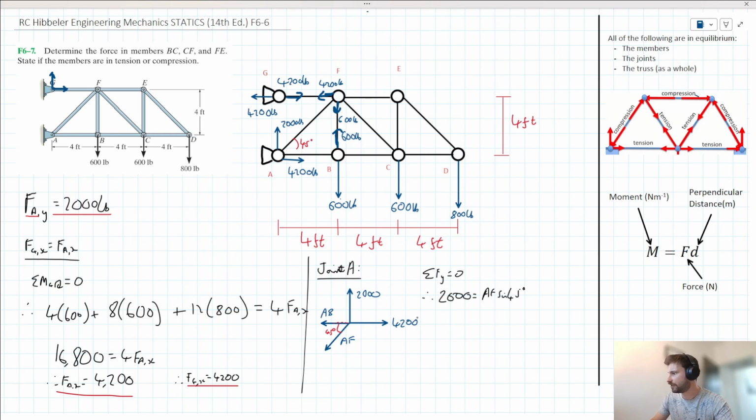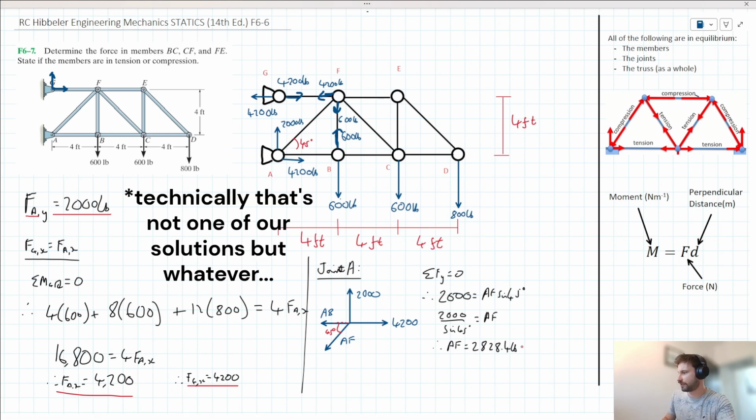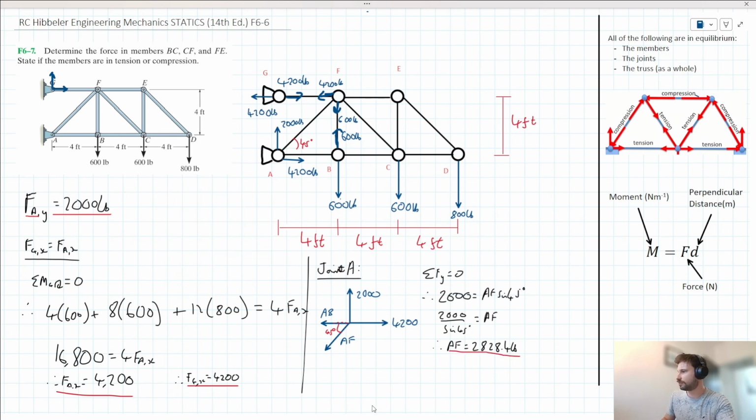Naturally, then, we could divide both sides by sine 45, so we can say 2,000 over sine 45 is equal to AF. Therefore, AF, when we bung that into our calculator, gives us a value of 2828.4 pounds. Okay, so we've got one of our solutions there. Let's go ahead then and resolve horizontally.